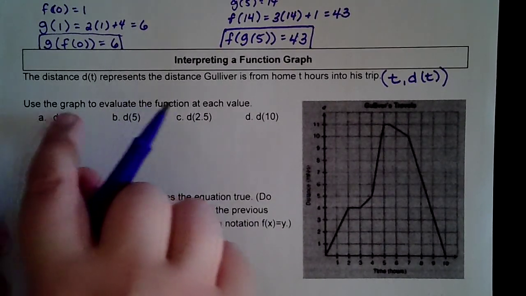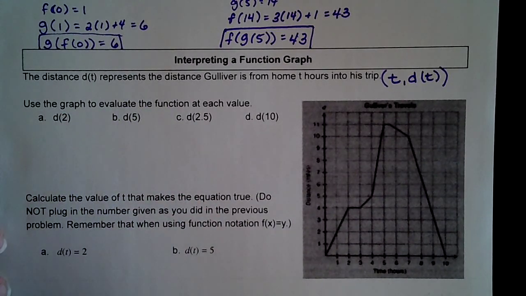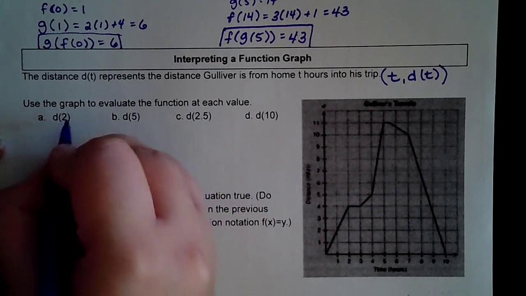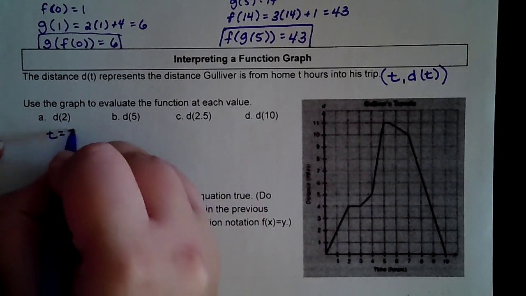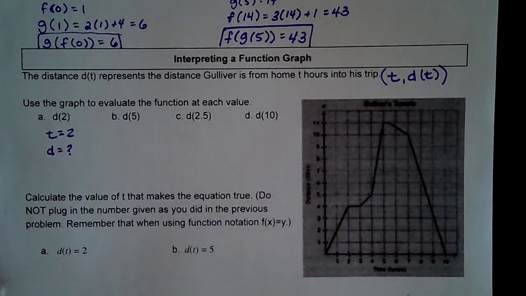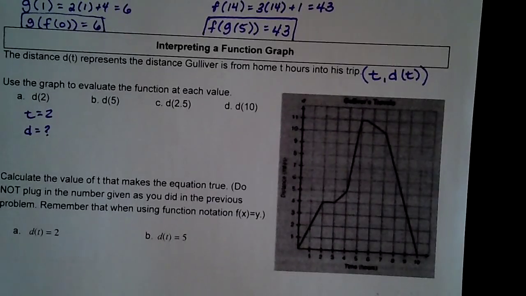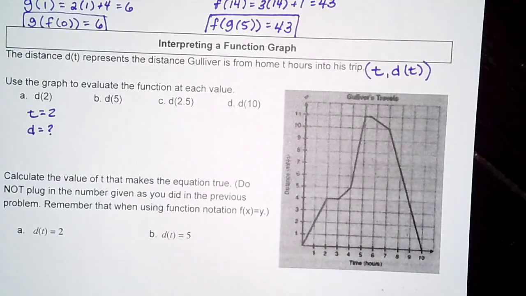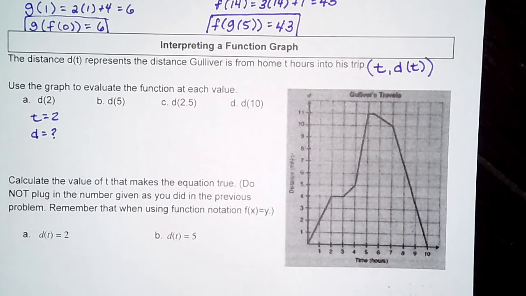Our first one says use the graph to evaluate the function at each value. So d of 2. These ones I think are pretty simple because these say when your inside value, when your t is 2, what is your distance? What is your d of t? And because we have a graph, we don't even have to plug numbers in. We can just go right over here. Let's shed some light on it.